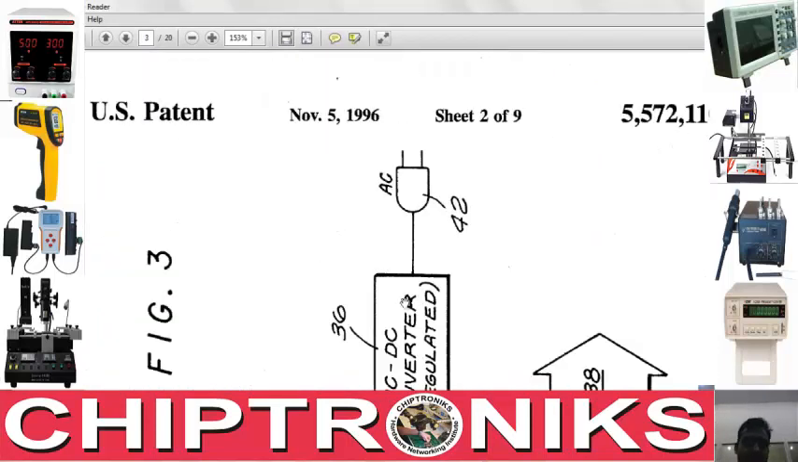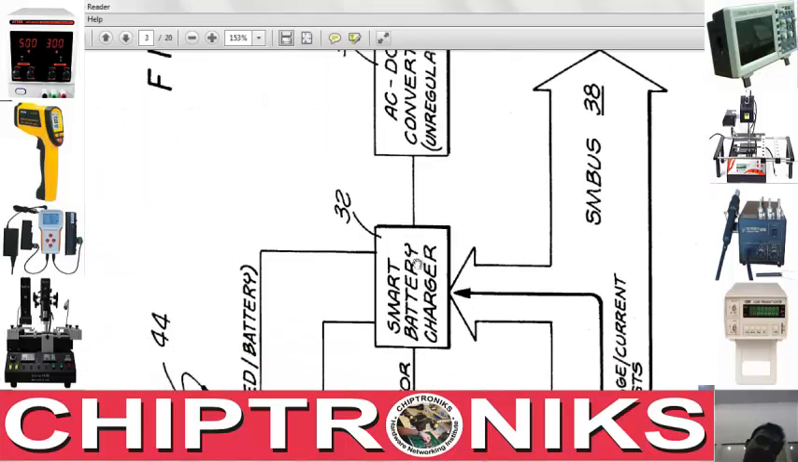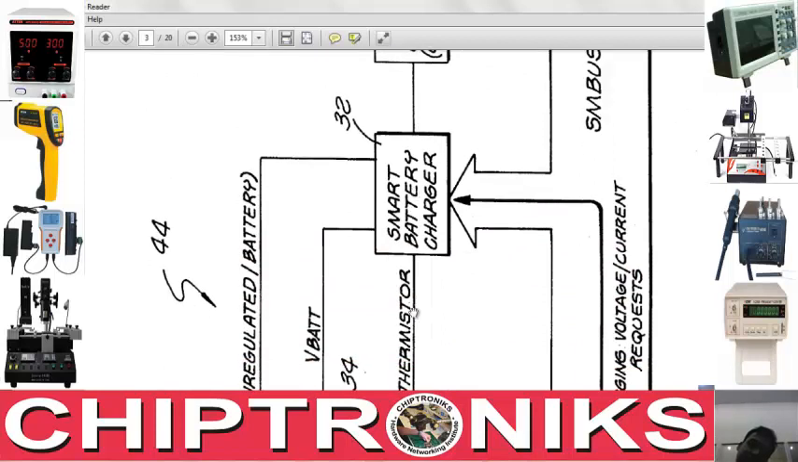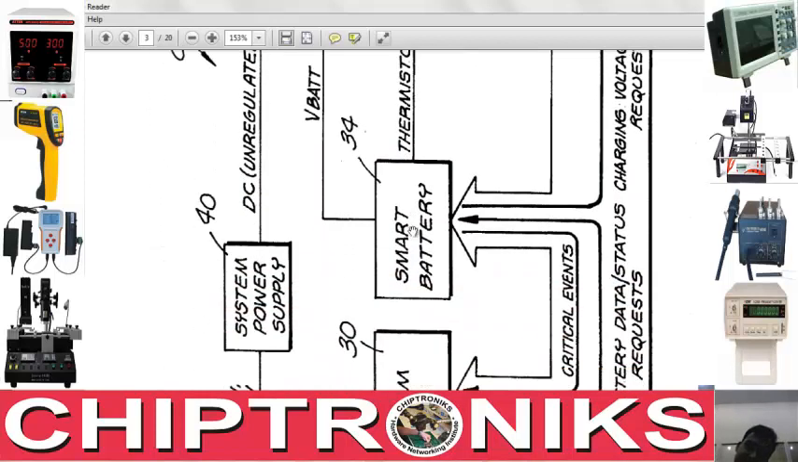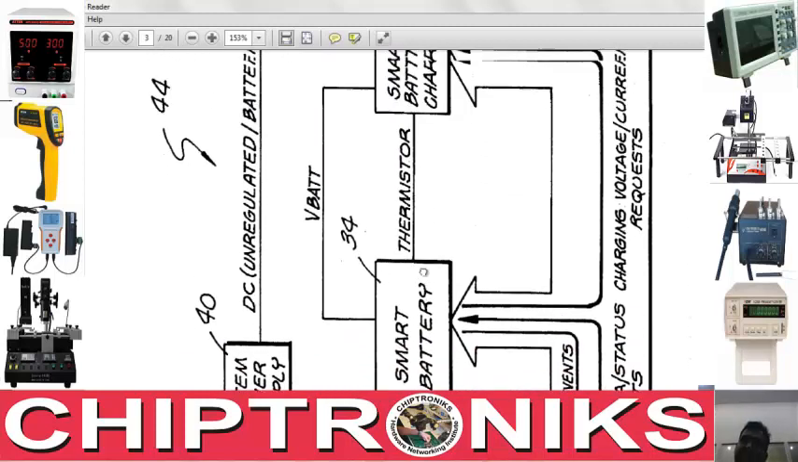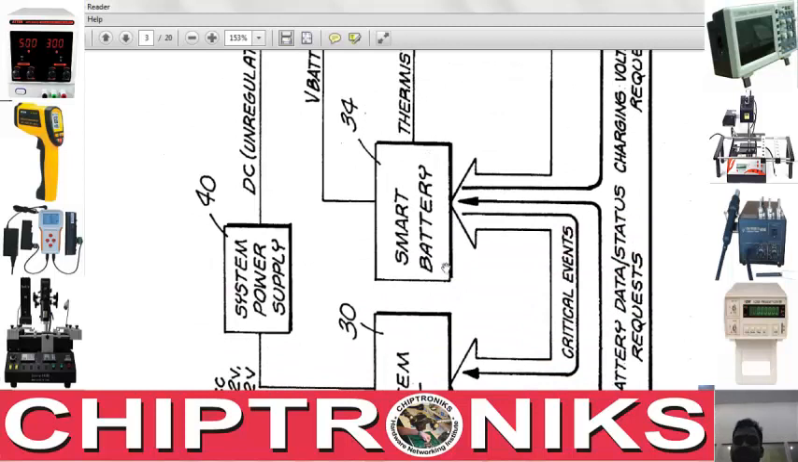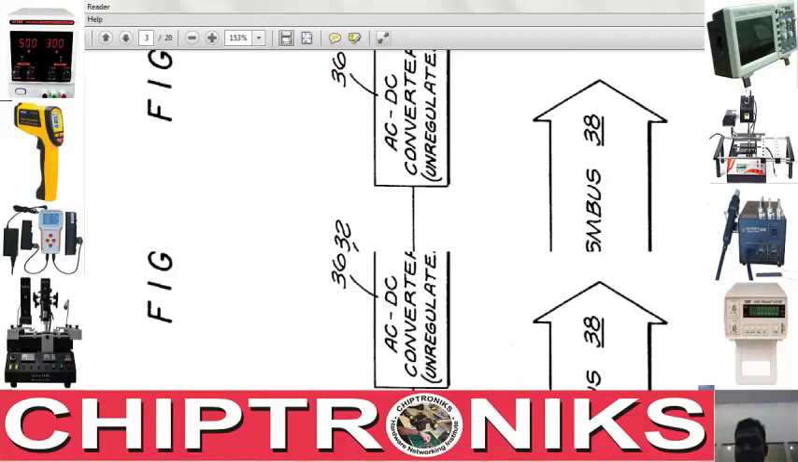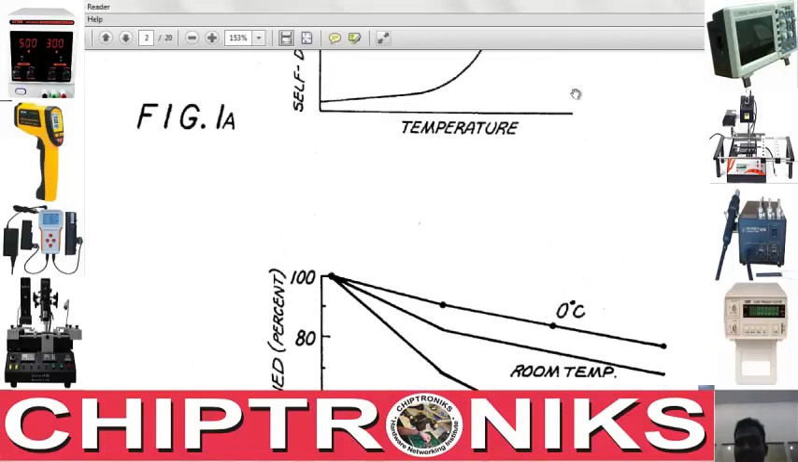And let's go to the main block diagram. Here you can see the smart battery charger, smart battery, and system host. They are all communicating with each other, right? If the capacity of the smart battery has reached its critical point, then it will generate a critical event signal to the IO controller through the SM bus.